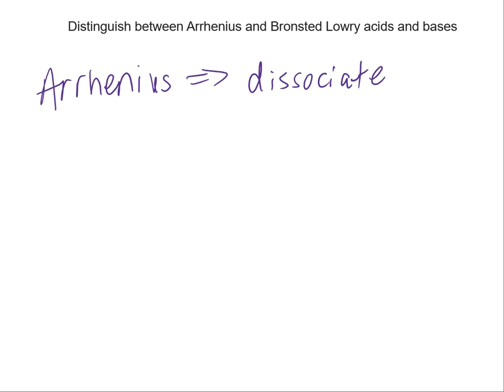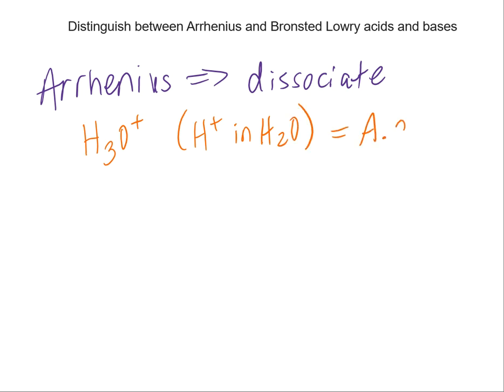an Arrhenius base. So for instance, when the compound dissociates to produce the hydronium ion, and we get hydronium by having a proton in water. So in other words, if it produces that proton, it's going to be an Arrhenius acid. So I'm just going to abbreviate it A acid. However, if that compound dissociates to produce hydroxide, and recall hydroxide is a polyatomic anion, then it's going to be an Arrhenius base.